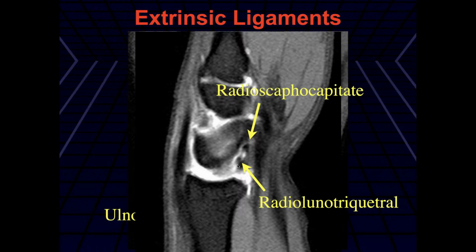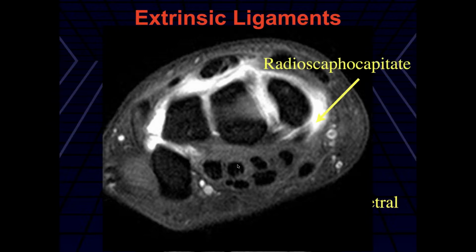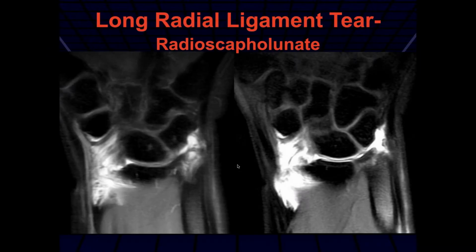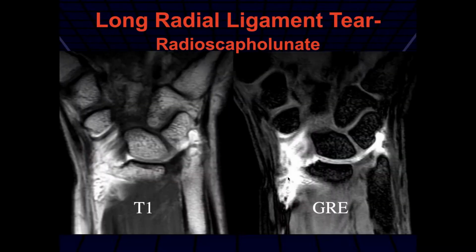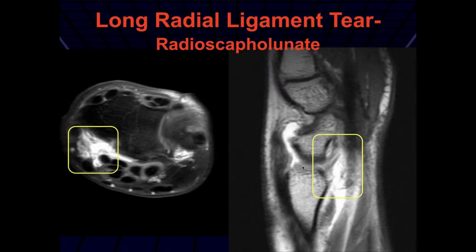And if you look on the sagittal images, we can often see these on the proton density fat suppressed images. And then here's the axial images showing the two in the axial plane. The long radial ligament, radioscapholunate ligament we see here over on the radial side, and here we can see a lot of edema and extravasation of contrast that's due to a tear of that ligament on the radial side. And then here we can see a disruption of the volar radial side ligaments on these axial and sagittal images.